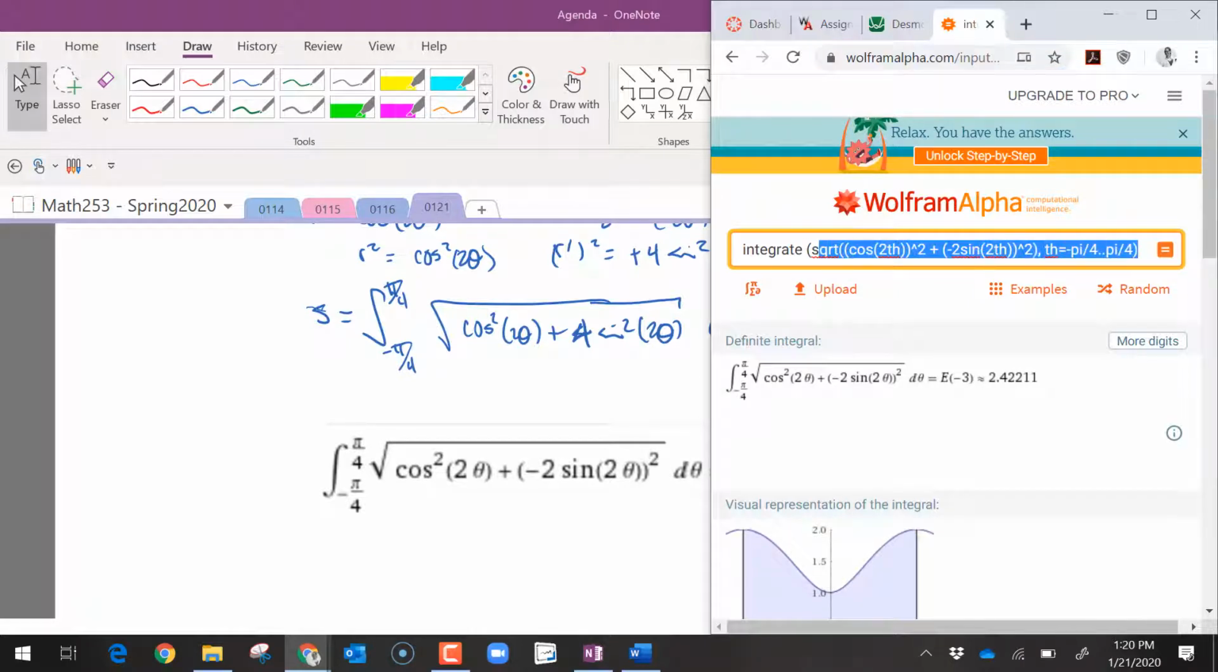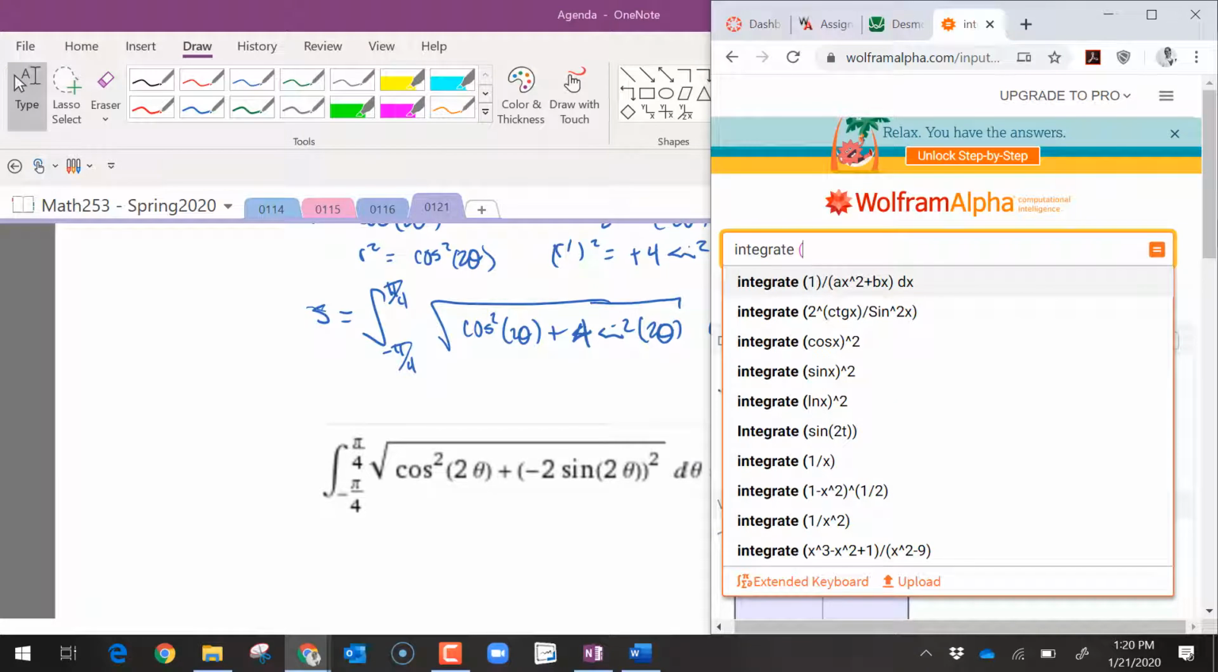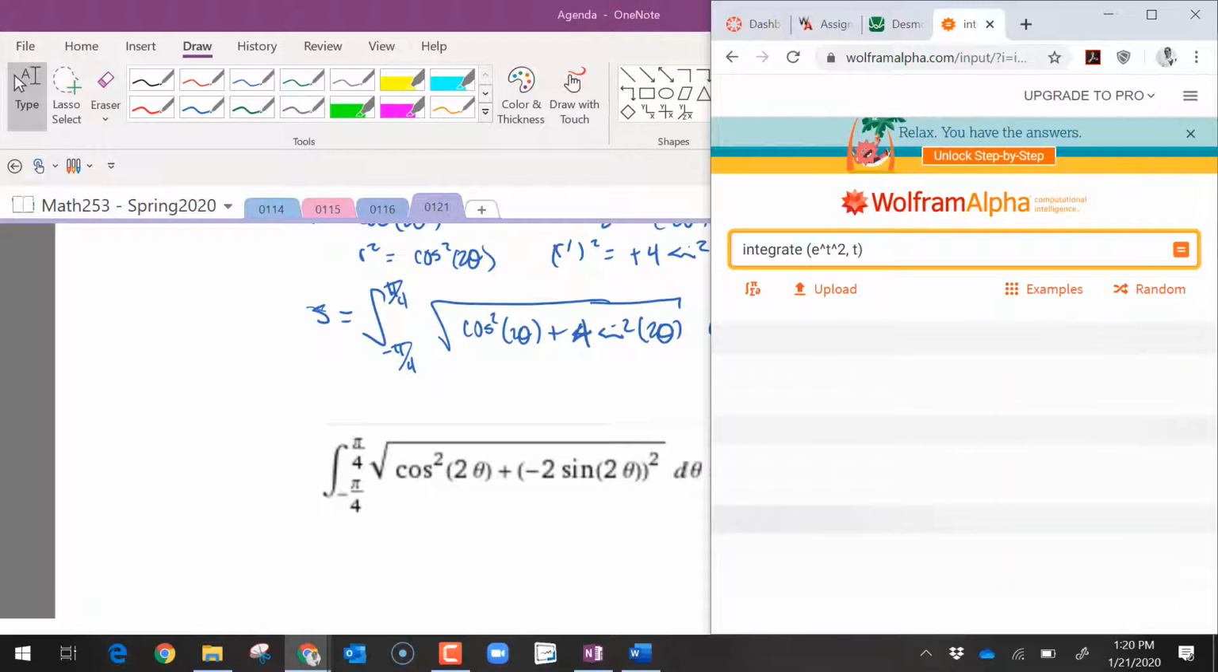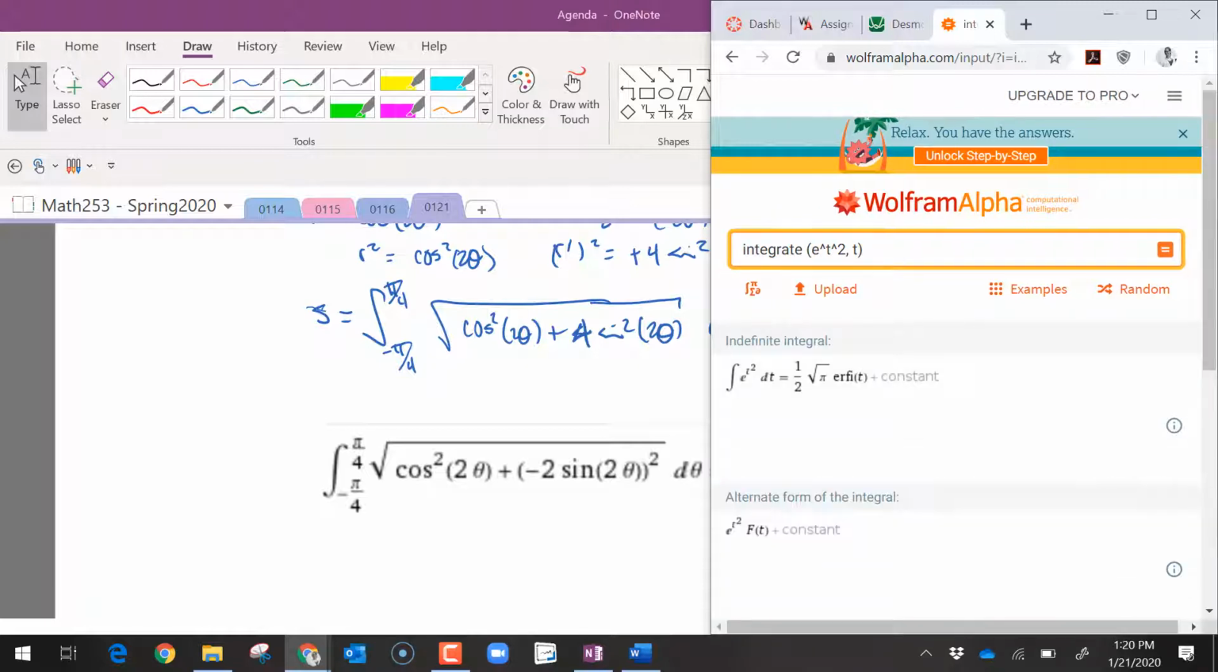Integrate. What are we integrating? This is a little tangent, by the way. Wolfram is pretty forgiving about the notation that you use. So they call it an ERFI function.